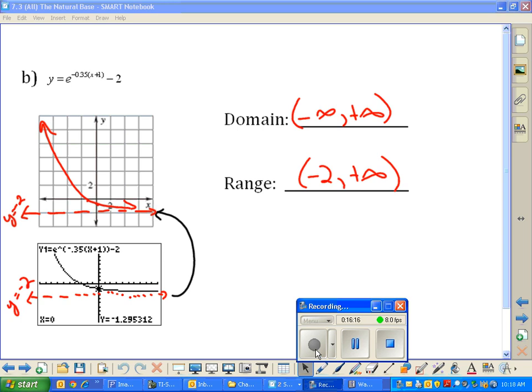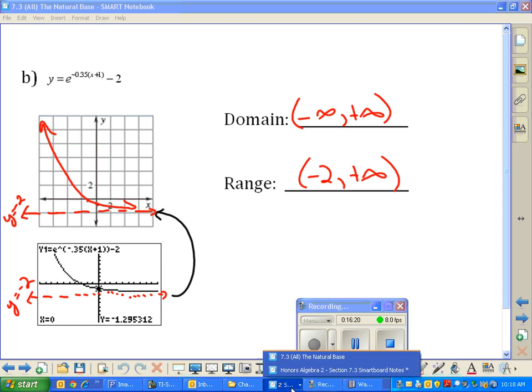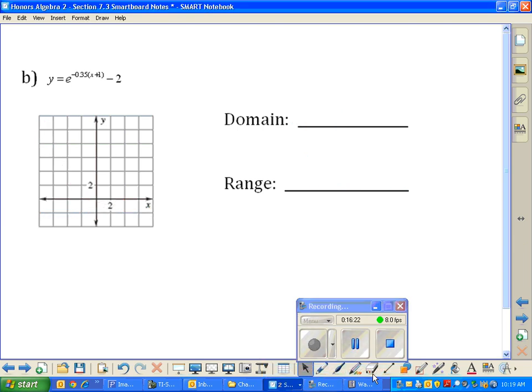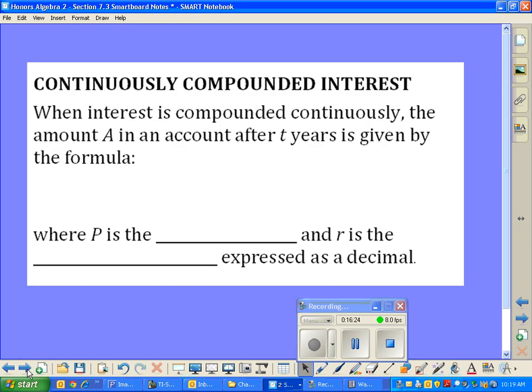Okay, last topic of the day is how would I ever use this stuff? And for that, it always leads us to a word problem. And we're going to talk about continuous compounding of interest. And I said this at the beginning of the lesson, we could compound interest yearly, monthly, weekly, daily, hourly, every minute, every second, every half a second, and so on and so forth.